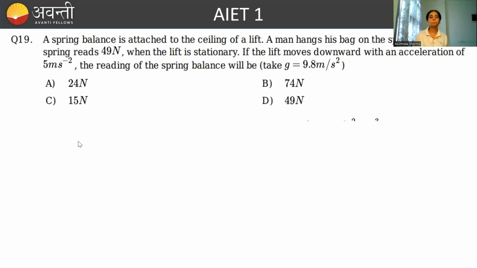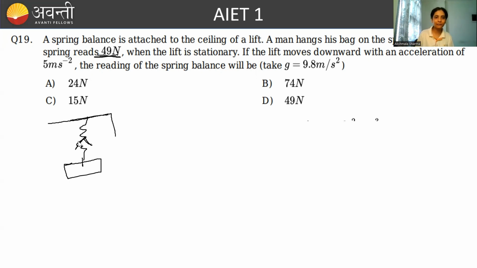Let's go, now again this is a question from mechanics. There is a spring balance and that is attached to the ceiling of the lift. A man hangs his bag on the spring and the spring reads 49 Newton. First of all, spring balance is what? It is a weight measuring instrument. How does it measure weight? Whatever tension we get in the spring balance, that is equal to the weight measurement. Okay, so spring balance will look something like this. If we hang a weight from it, whatever tension is coming here in the string, that tension is nothing but equal to the reading. Okay, so this is spring balance.